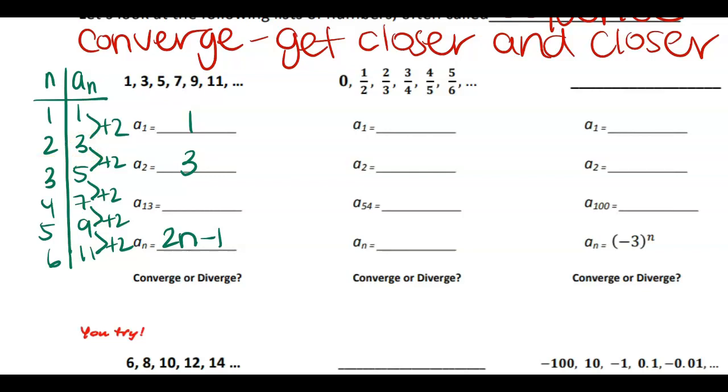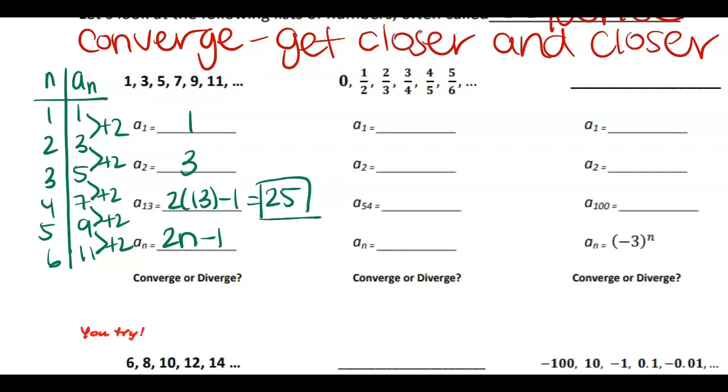The last thing we're going to do is find a sub 13. So we're going to take that n value of 13, plug it in, and subtract 1. So 2 times 13 is going to be 26. 26 minus 1 is 25.